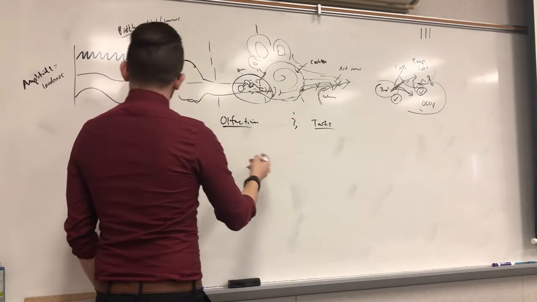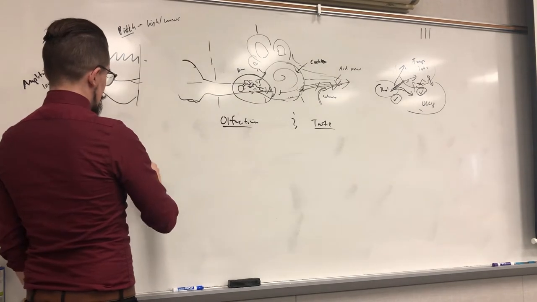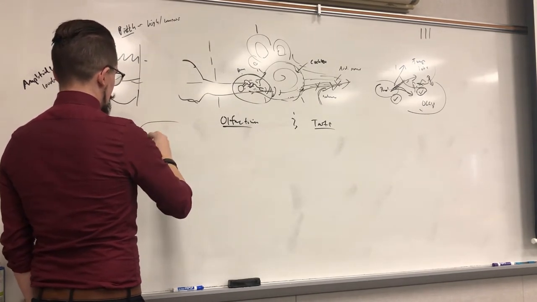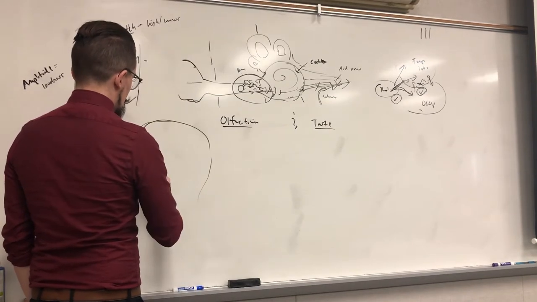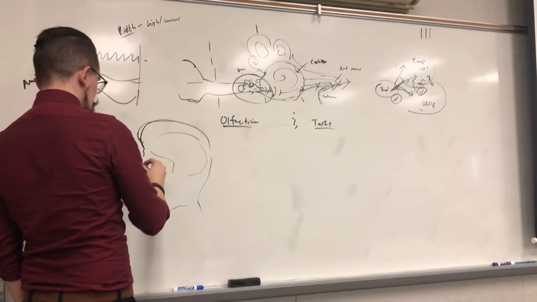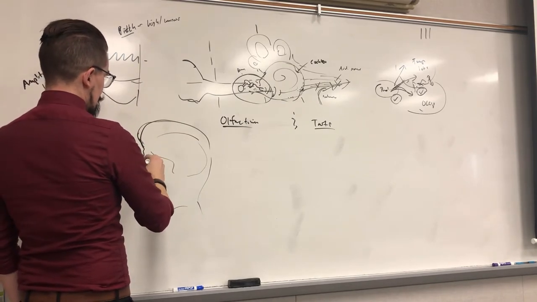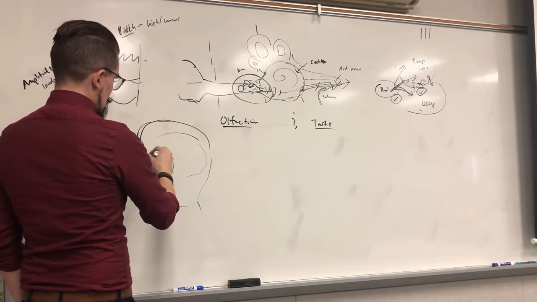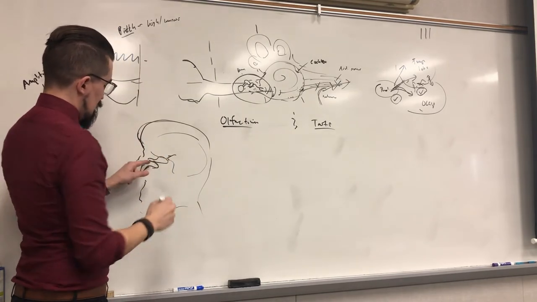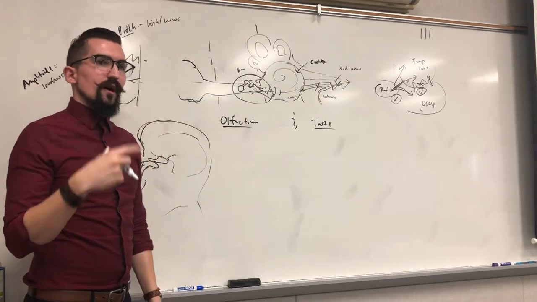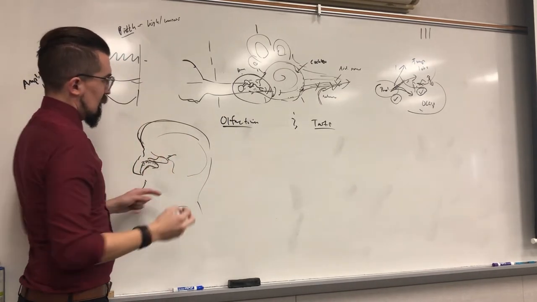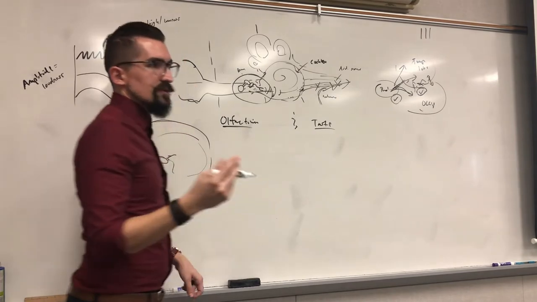Okay, so in the case of olfaction, you've got your nose, your eyes, your forehead. All right, there's you, and you've got your brain in here. You've got your nose, your nasal cavity, and they're connected. So this is your nasal cavity, of course, what you're breathing through. You've got your sinuses up there too. But on the surface of this nasal cavity are a bunch of receptors.